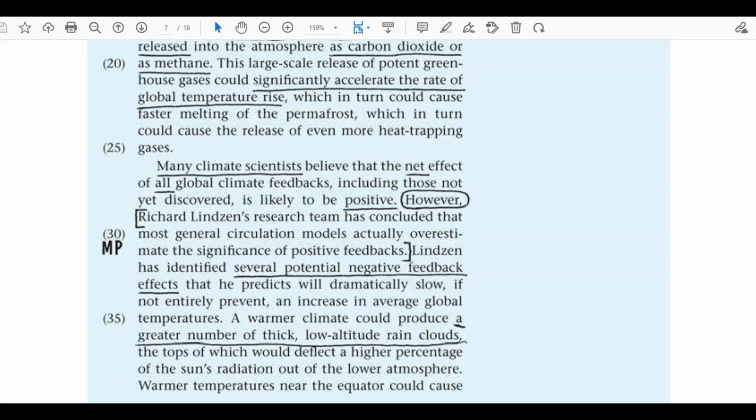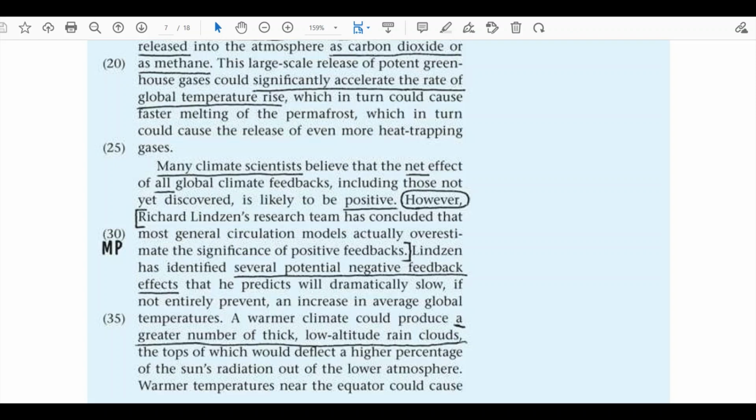This large-scale release of potent greenhouse gases could significantly accelerate the rate of global temperature rise, which in turn could cause faster melting of the permafrost, which in turn could cause the release of even more heat-trapping gases. Many climate scientists believe that the net effect of all global climate feedbacks, including those not yet discovered, is likely to be positive. However, Richard Lindzen's research team has concluded that most general circulation models actually overestimate the significance of positive feedback.